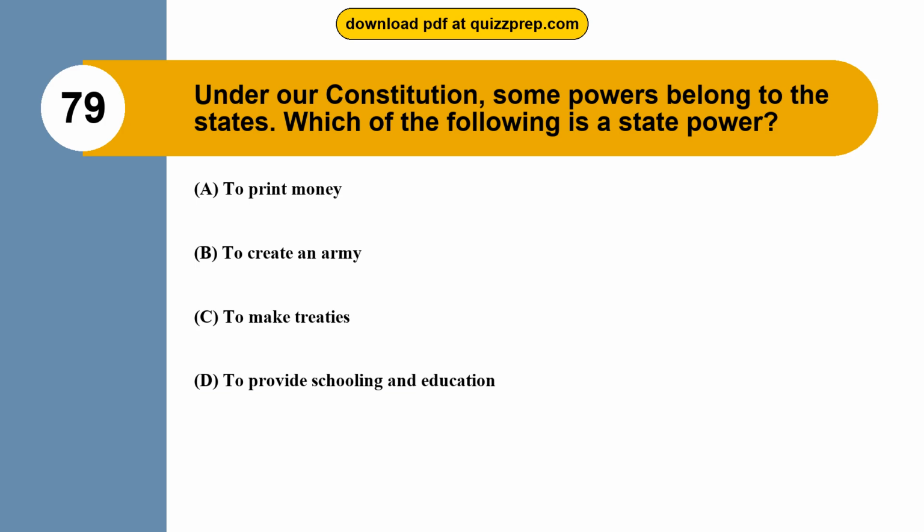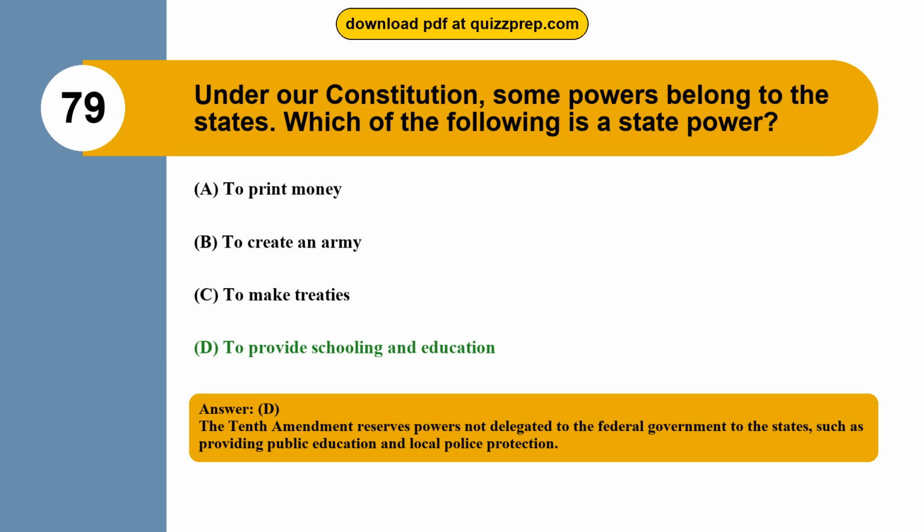Question 79. Under our Constitution, some powers belong to the states. Which of the following is a state power? Option A, to print money. Option B, to create an army. Option C, to make treaties. Option D, to provide schooling and education. The correct answer is option D, to provide schooling and education. The 10th Amendment reserves powers not delegated to the federal government to the states, such as providing public education and local police protection.